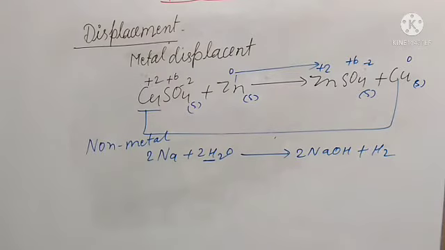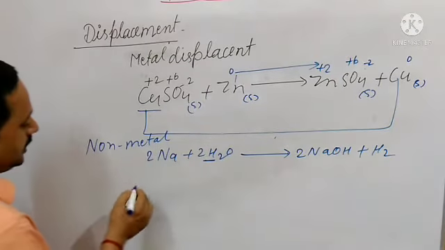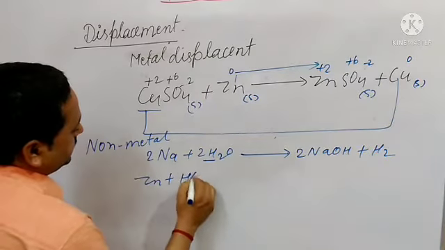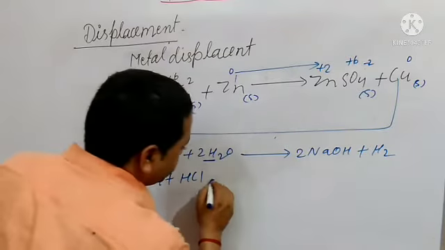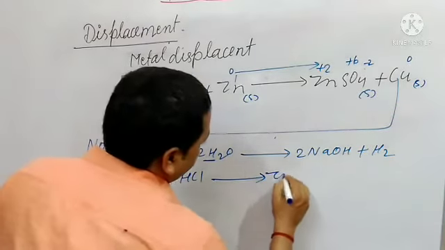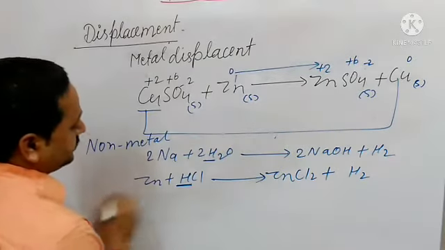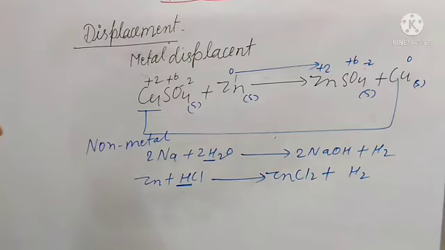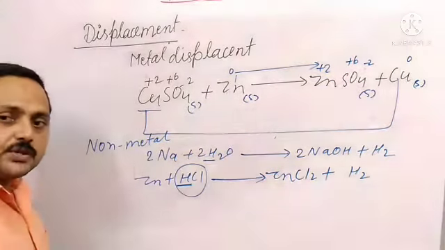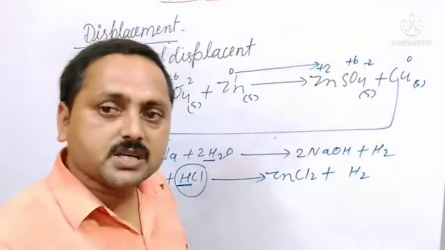Another example, let me write, then it will be clear. Zn plus 2HCl forms ZnCl2 plus H2. Hydrogen is a non-metal, and it is being displaced from HCl. So this is a non-metal displacement redox reaction.